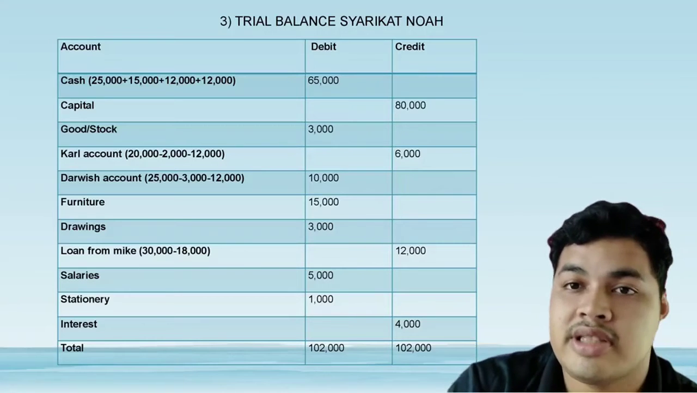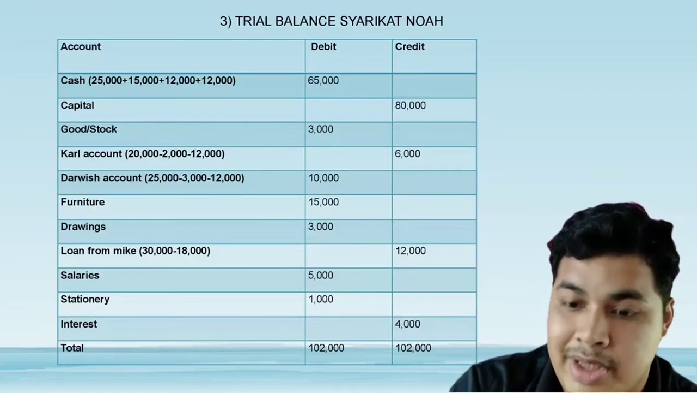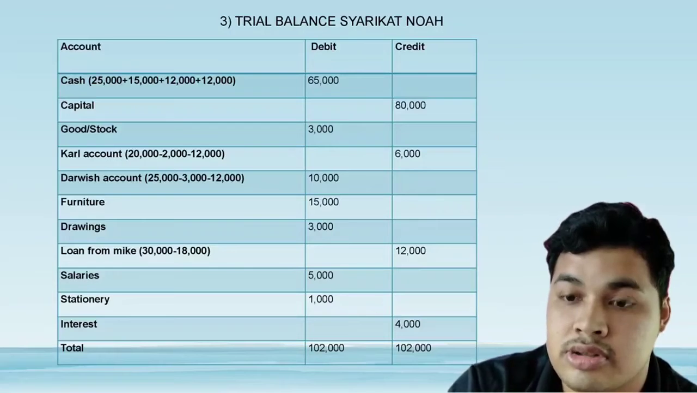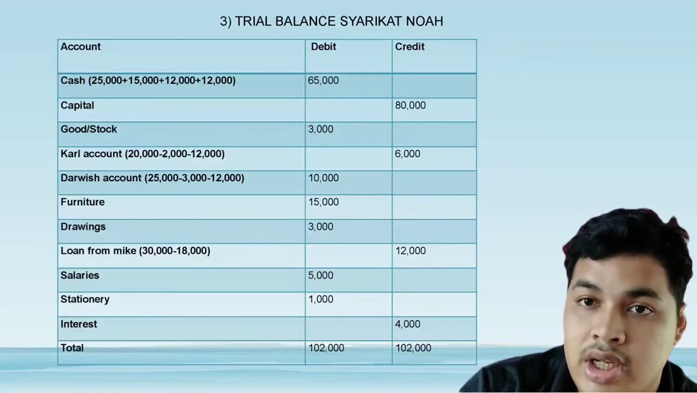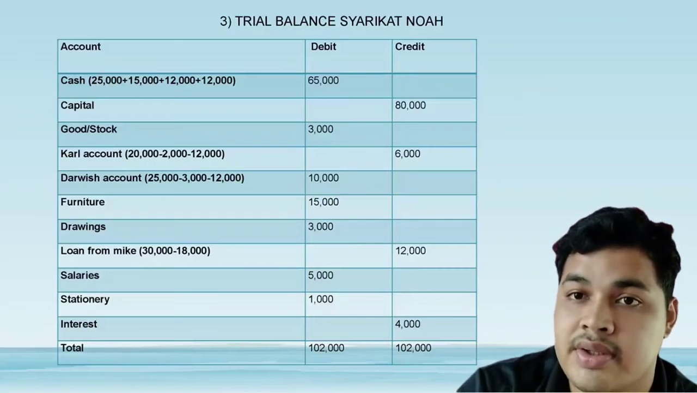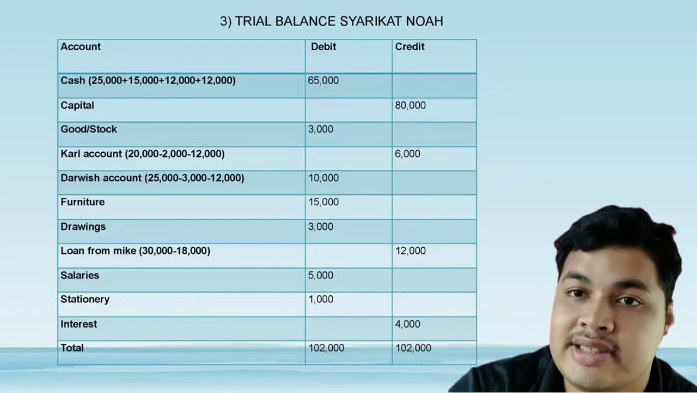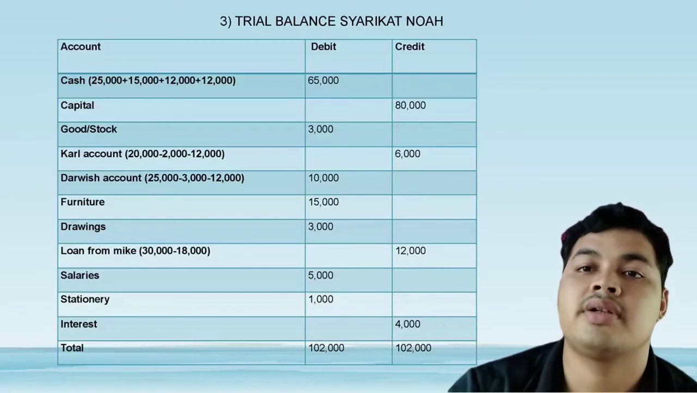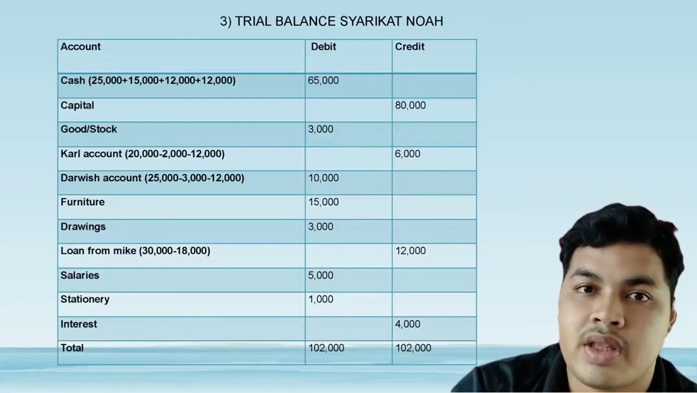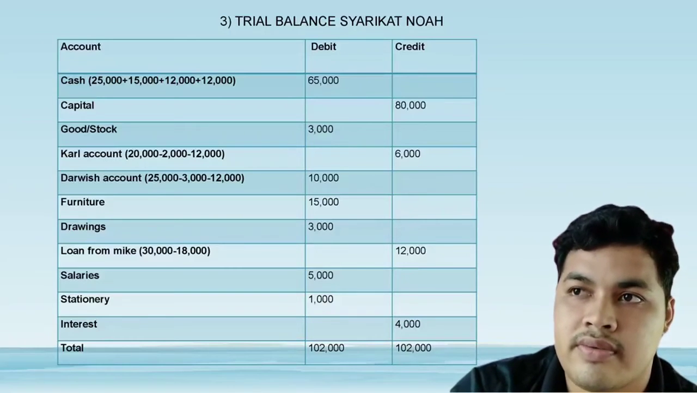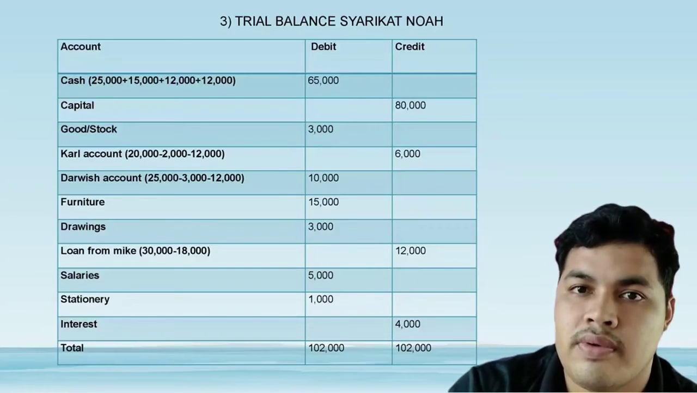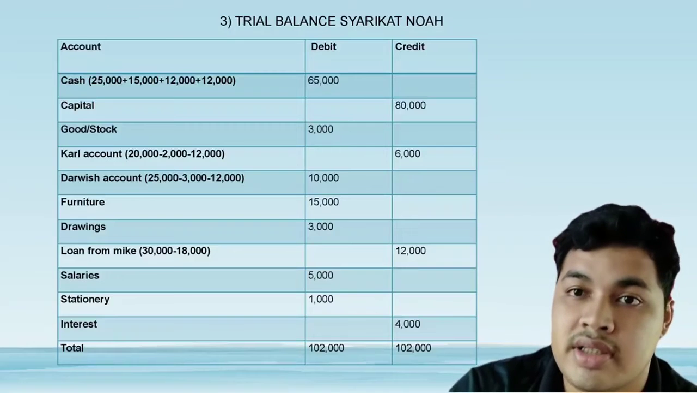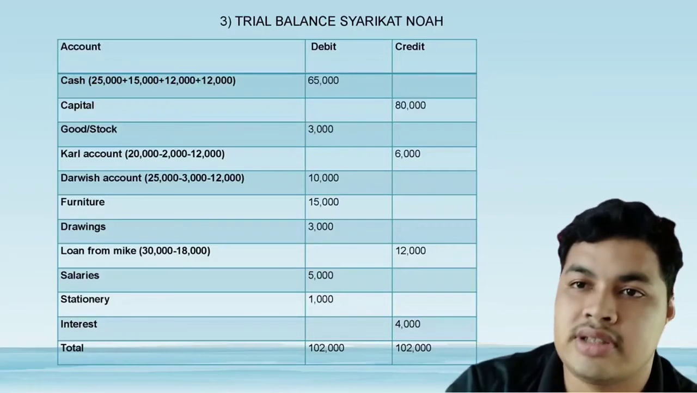The account data show cash, capital, gold or stock, car account, drawings account, furniture, loan, drawing, salaries, stationery, and interest. The total calculated for account data, for debit and credit, is 102,000. That's all from me.